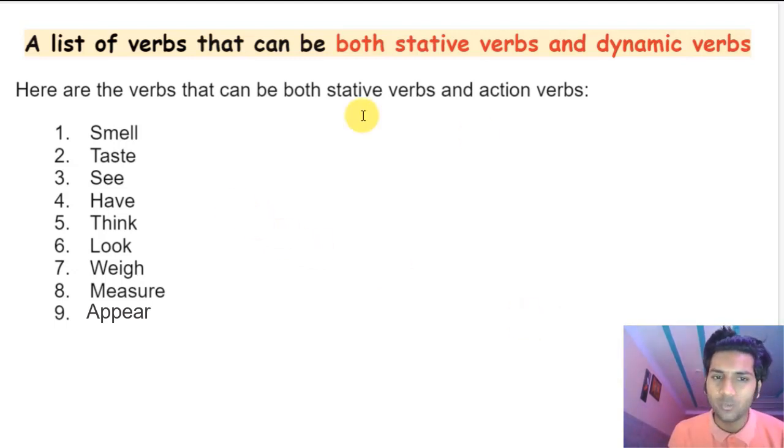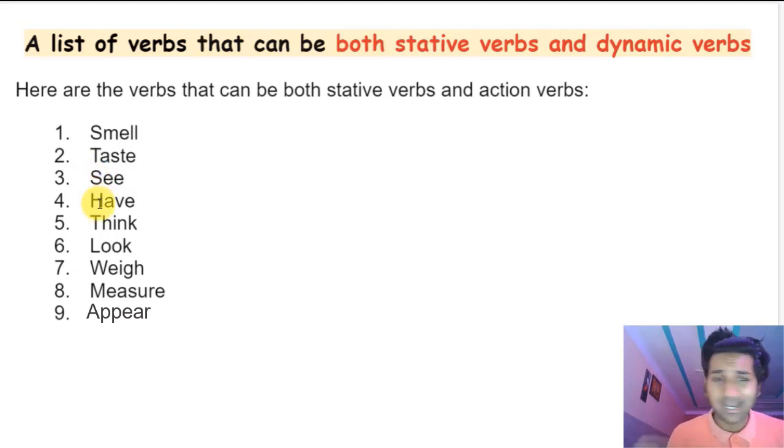Right. Now, when they function as action verbs, smell means the action of smelling. What are you smelling? Why are you smelling it? Why are you smelling me? Taste, the action of tasting, right? Would you like to taste it? I tasted the food. I don't want to taste it. See, to understand something, right? I see where you're going. I see what you mean, right?